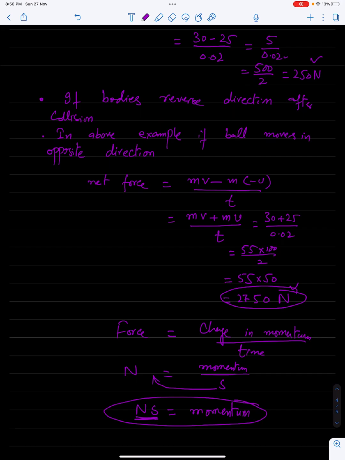In the next video we will talk about the law of conservation of momentum, a very important topic, and we will discuss its application. Along with it we will discuss collisions. Collision is basically part of the A-level syllabus. There are two types of collision, elastic and inelastic. So in the next video we will discuss these terms as well.